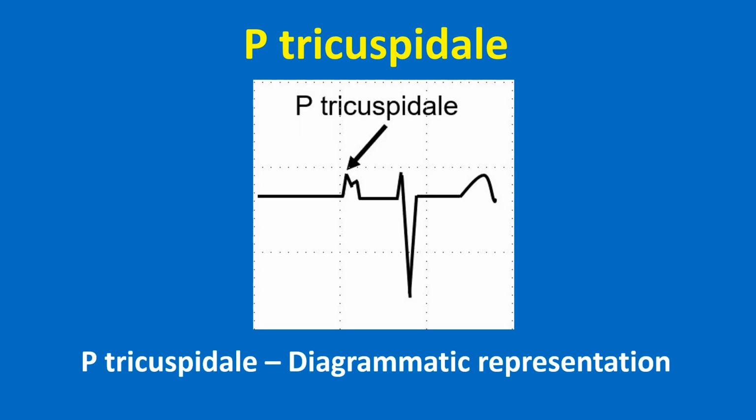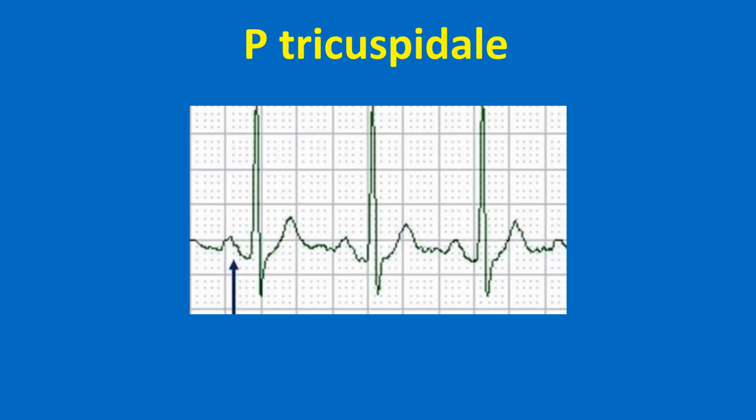P tricuspidale has been described in tricuspid atresia. The pattern is mirror image of P mitrale. The initial peak is taller than the second peak in P tricuspidale. It indicates biatrial enlargement. P wave from a monitor screenshot resembling P tricuspidale. The P wave is wide and first peak appears taller than the second.